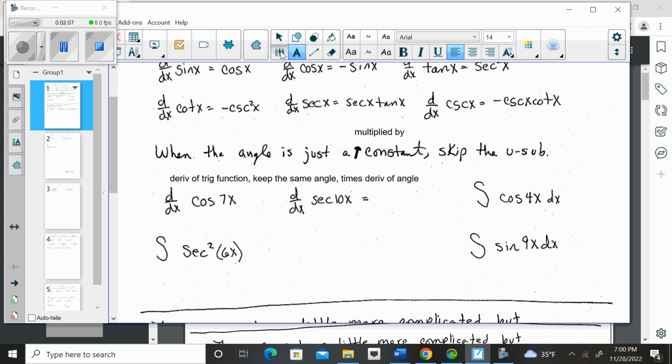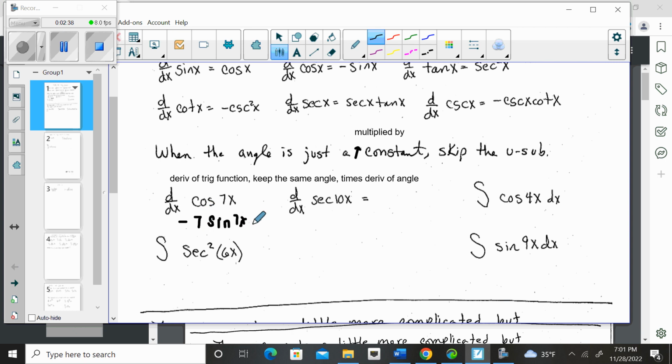All right, so for the first example, derivative of cosine, we know the derivative of cosine is negative sine. And see, notice how I leave a space here? Because I know that when I take the derivative of the inner, right, the derivative of the angle, I keep the angle exactly the same. So this needs to be negative sine 7x, but times the derivative of the angle, which is 7. Okay, so that would be the answer here.